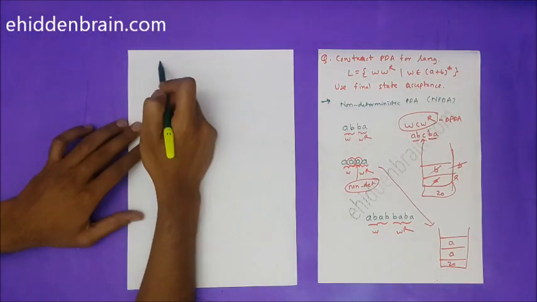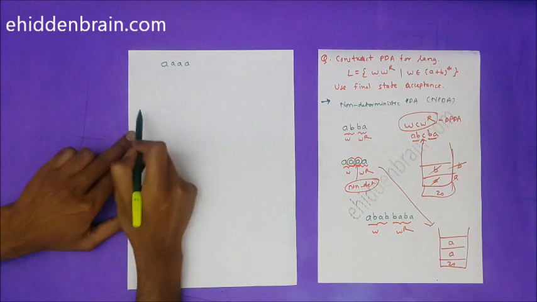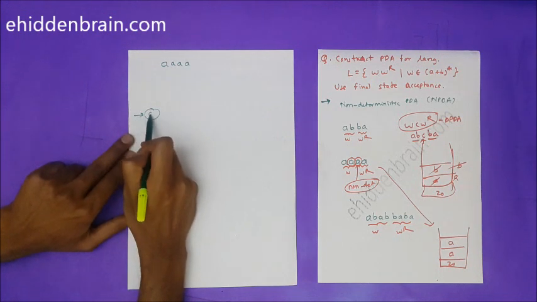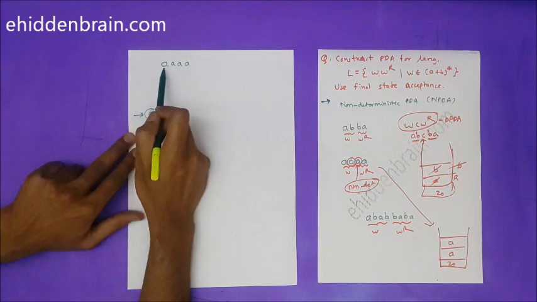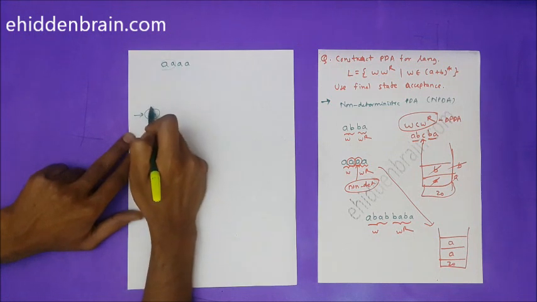I will show you with the example. Let's take this example for 4 A's. We will try to draw the machine. Now what I will do, I will start with the start state Q0. Now whenever I get the A's, the number of A's I can say, right, I will push them.